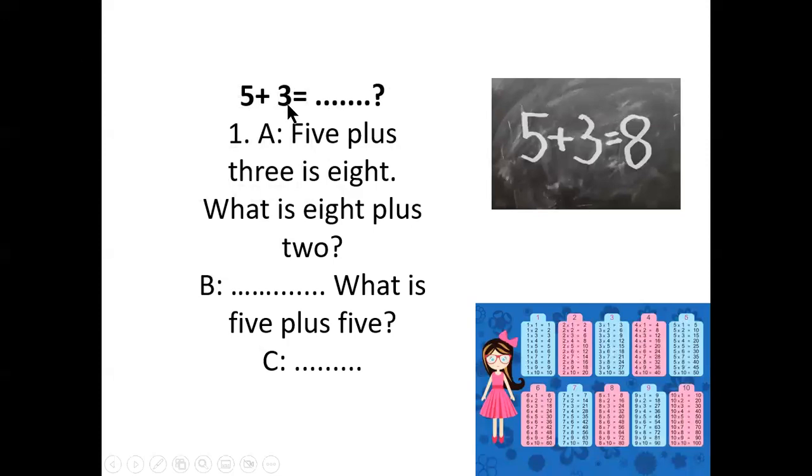Okay, now 5 plus 3. What is the result of 5 plus 3? 5 plus 3 is 8. What is 8 plus 2? 8 plus 2 is 10, or the result of 8 plus 2 is 10, or it is 10. What is it? It is 10. What is 5 plus 5? It is 10, is enough. What is it? It is 10.